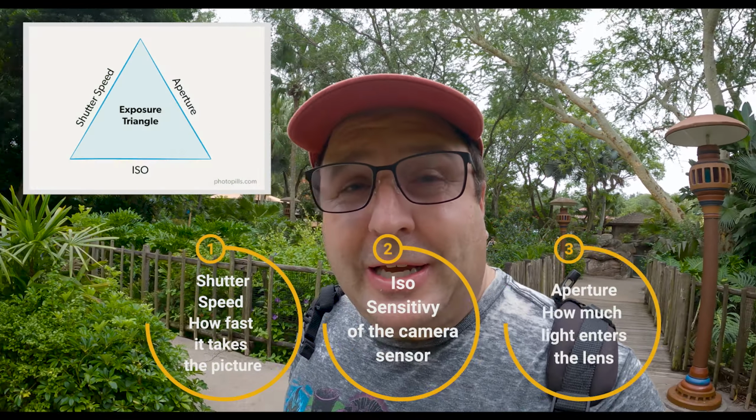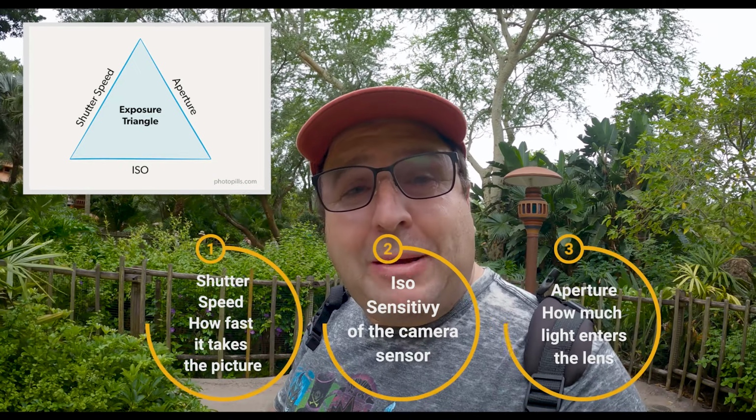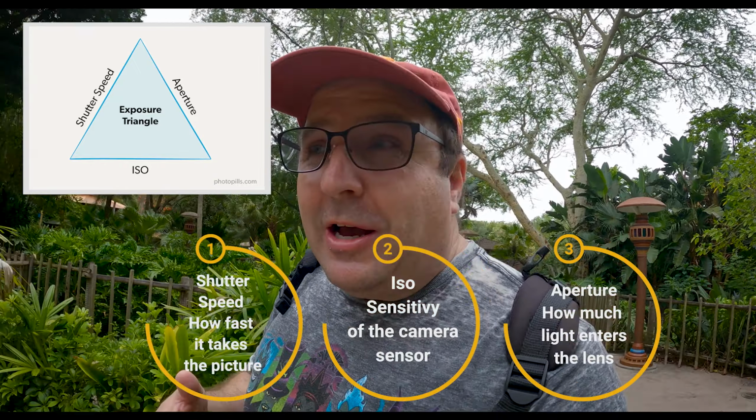Now when we talk about what makes your exposure, which is your photo, there's three items that you need to know about. One is the shutter speed, second is the ISO, and the third is the aperture, which is what I'm going to be talking about today. I think aperture is probably the most difficult one that people tend to struggle on grasping. So we're going to tackle that one first in this video, and then we'll do the other ones in another video.